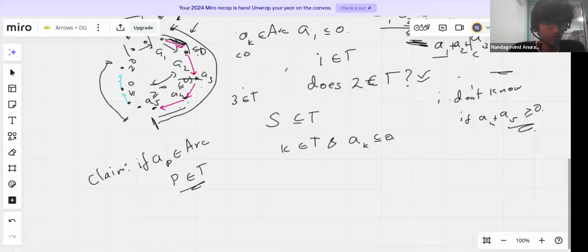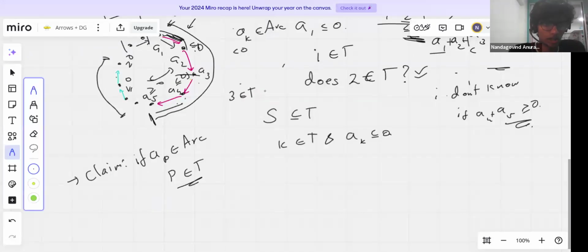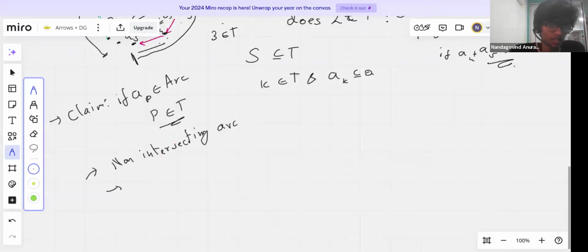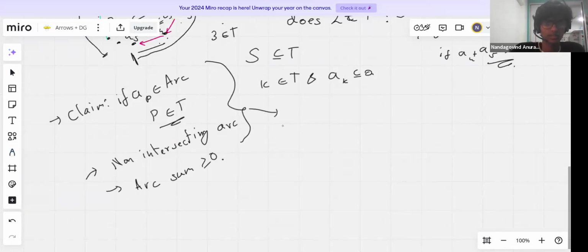So use this claim, then use the non-intersecting arcs, and then use the fact that the arc sum is positive, greater than or equal to 0. Using these three, can you all finish the question now?